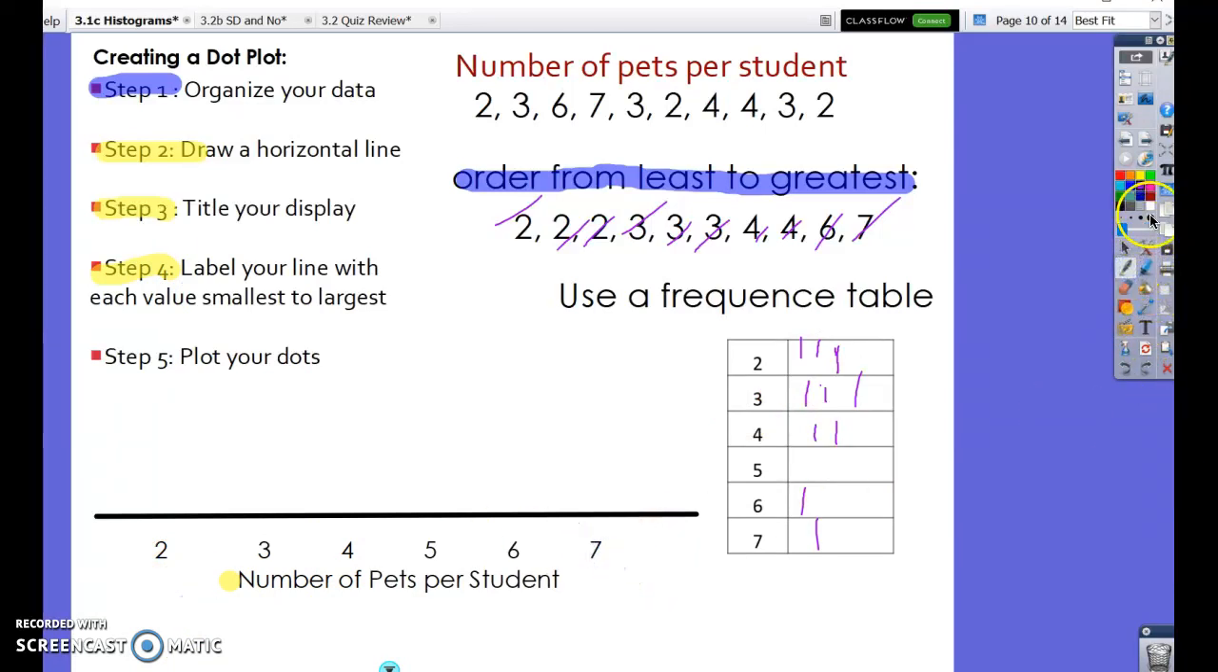So we're going to take a second here and plot our dots. You want to make sure your dots look really nice. So here's my 3 dots for 2. Notice how they're all the same size and they're in a nice vertical line. Then my dots for 3, I'm going to try and follow this horizontal line across. So here again, my nice same-shaped dots in a horizontal line, following that same horizontal line, and I'm trying to put them in a nice vertical line. 2 dots for 4. We had no data for 5, so we're just going to skip over that. And then we had 1 dot for 6 and 1 dot for 7. So this is our dot plot for the number of pets per student.